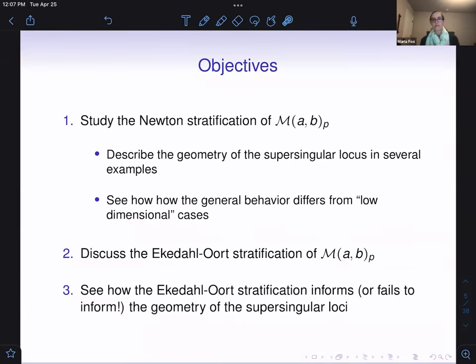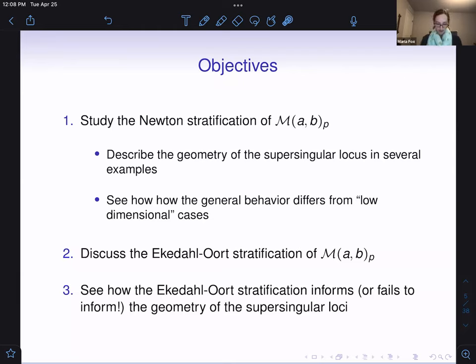Now that we know what object we're studying, I want to lay out the objectives for the rest of this talk. And I'll give these definitions as we go, but just so you know, we're comparing in this talk two different stratifications of this moduli space. The first will be the Newton stratification. And among all these strata, there's a simplest one called the supersingular locus, which we'll focus on. So we're going to try to describe the geometry of the supersingular locus in several examples. And by geometry, I mean simple questions like, what is the dimension? What do the irreducible components look like? How do they interact with each other? Then we'll see how the general behavior differs from our low dimensional first examples.